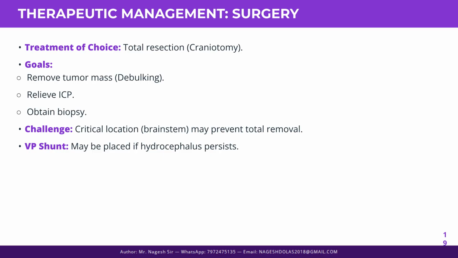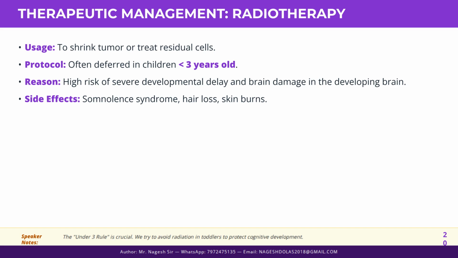The treatment of choice is total resection via craniotomy. The goals are to remove the tumor mass, relieve ICP, and obtain a biopsy. Challenges arise if the tumor is in a critical location, like the brainstem. A VP shunt may be placed if hydrocephalus persists.